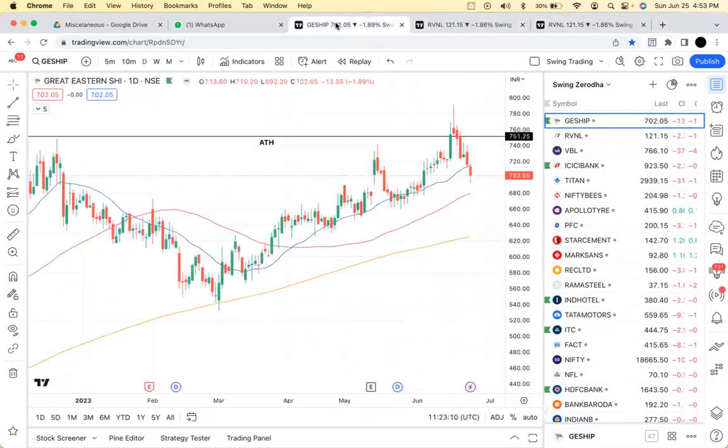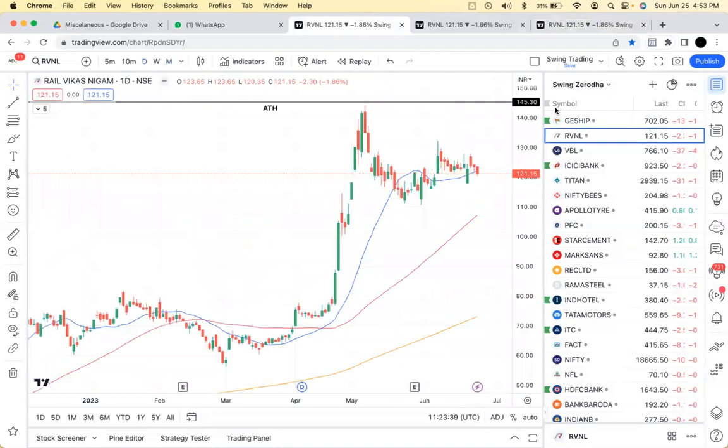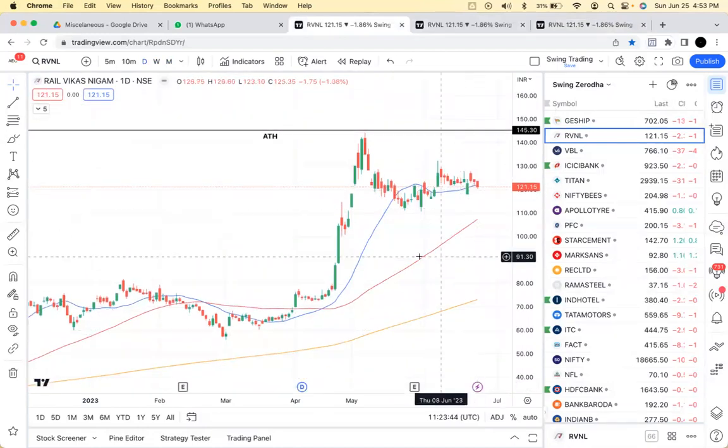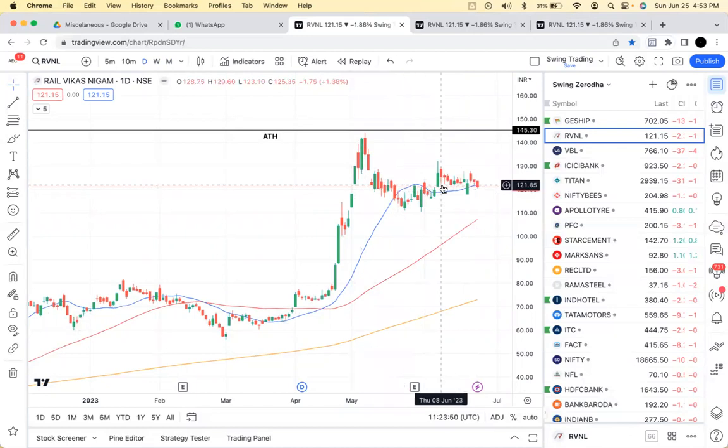Okay. All right, doing well. And then here I need to switch to the next one. Here also, the pattern is good, except that for a few weeks now, it's been sideways.